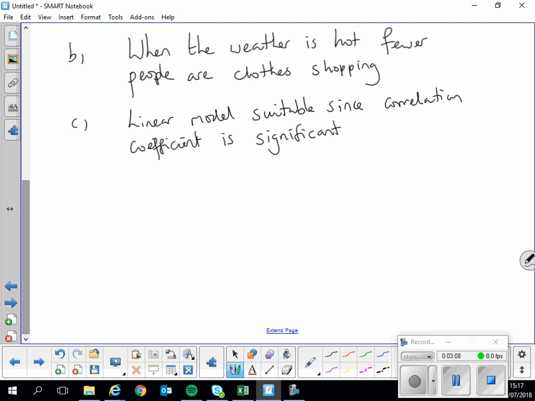Tesla calculated the linear regression as that, and we're asked to give an interpretation of the gradient. So this means there is 171 pounds less in takings per unit drop in temperature. So 171, this must be in context now, so 171 pounds less per week per unit drop in temperature.